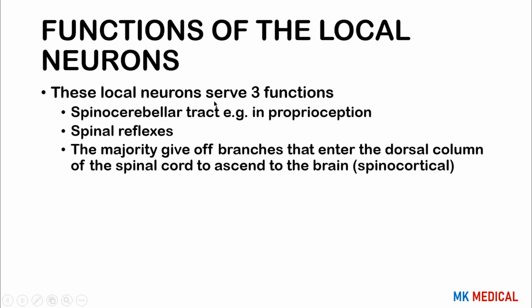So number one, they may form what is known as the spinocerebellar tract. Remember, when we talk about tracts in physiology, the first part of the name is where the tract is coming from. The second part is where it's going. So spinocerebellar is obviously coming from the spinal cord going to the cerebellum. So this is obviously important in proprioception, which is the conscious perception of joints in space. Then you also perform spinal reflexes. We'll talk about reflexes at one point. The reflexes are carried through this. They do not reach the brain because the arc must be completed before reaching the brain. And the reason why this must happen in this way is so that your reaction time is very quick.